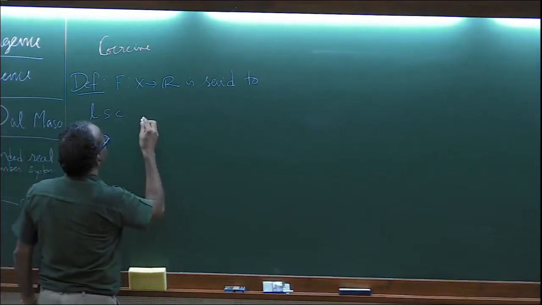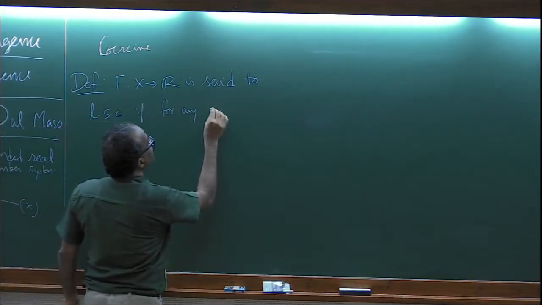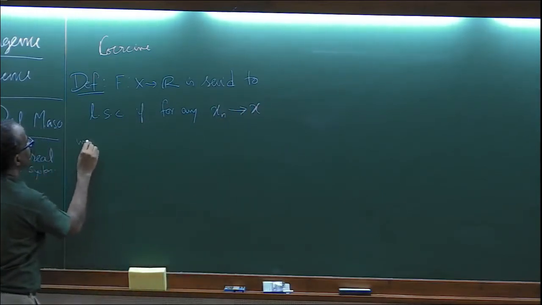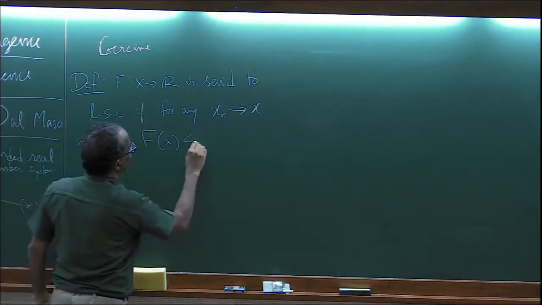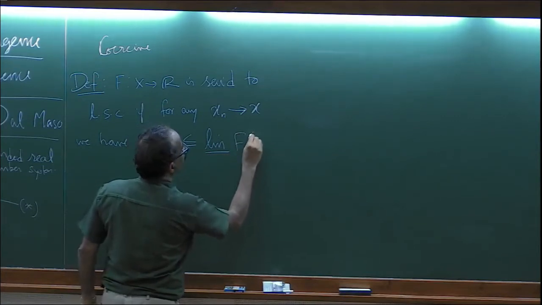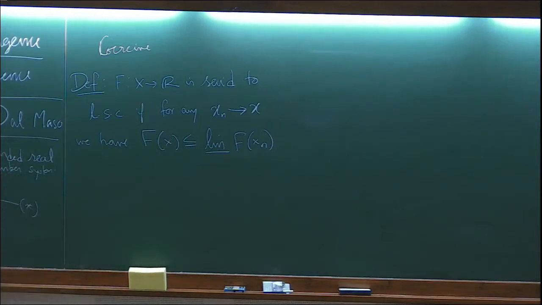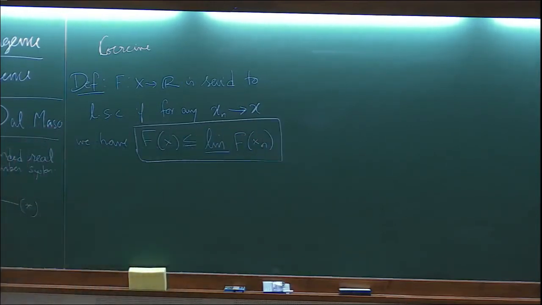A lower semi-continuous function is one where, for any xn converging to x, we have f of x less than or equal to the lower limit of f of xn. F of xn may not converge, but it will have a lower limit, and f of x should satisfy that lower limit.